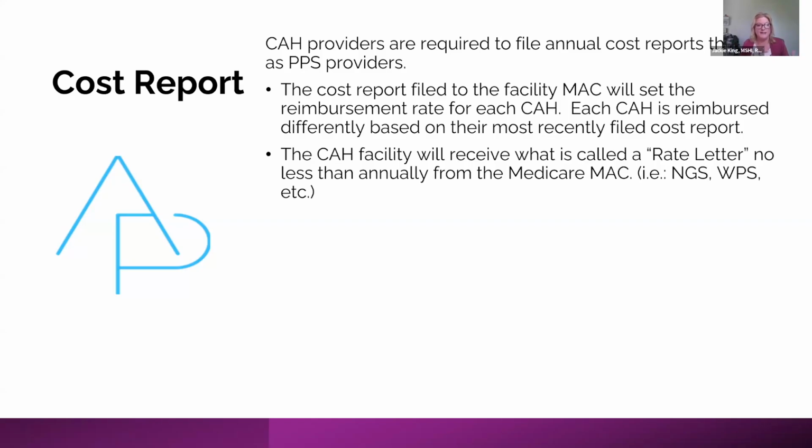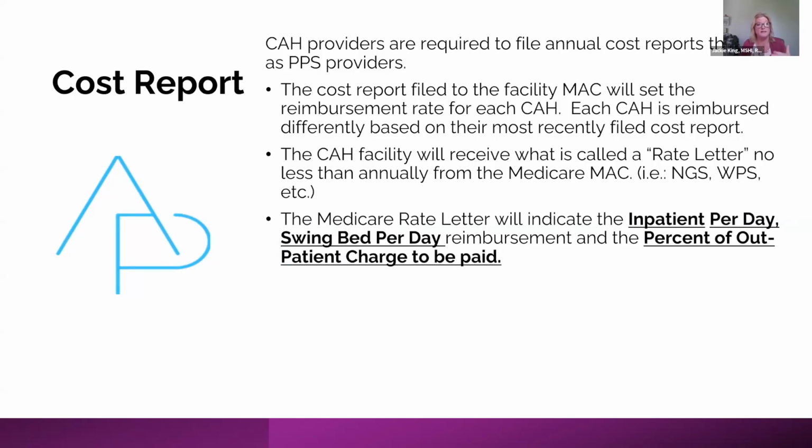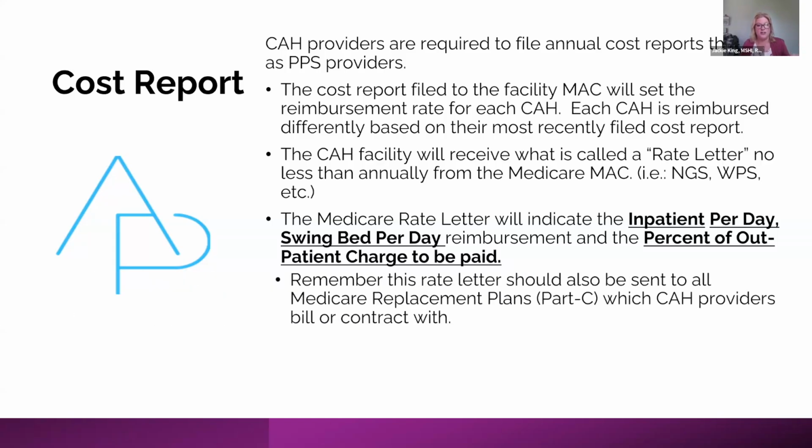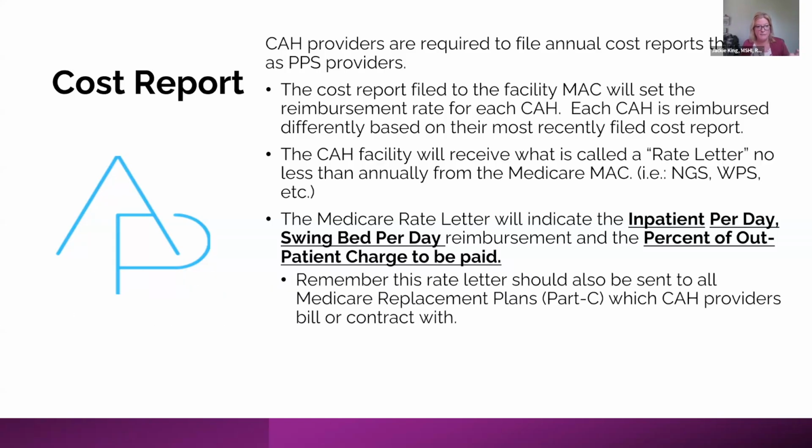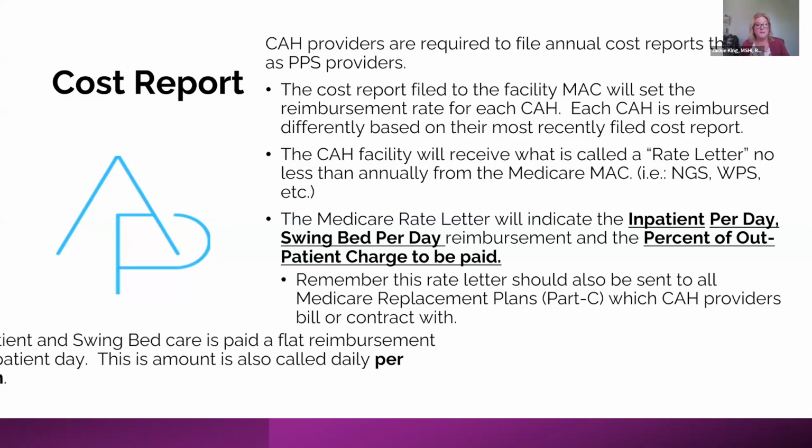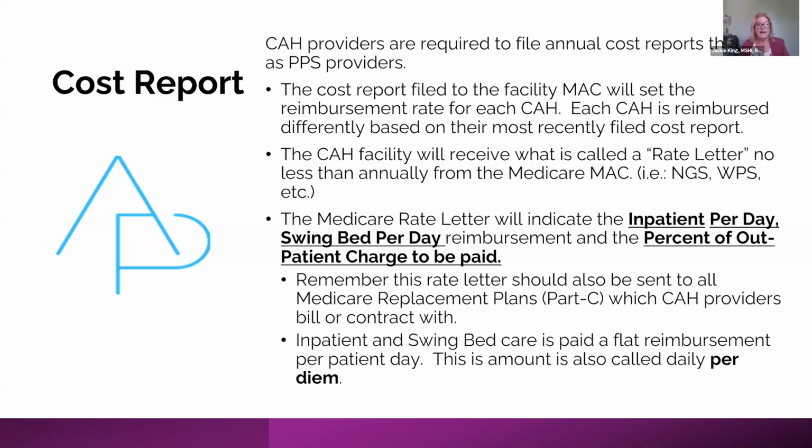So you get your rate letter annually, no more than annually. You're going to do it at least once a year. Here's what's on that. Your inpatient per day, or per diem, we call it. Your swing bed per day, if you have a swing bed, and your percent of outpatient charge to be paid. Again, remember to shove this over and let your Part A, or your Part C Medicare Advantage plans get that over to them. And if you have a per diem amount, unless you're contracted with them differently, that's what they should be paying you.